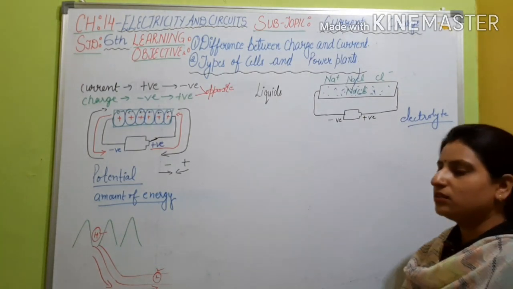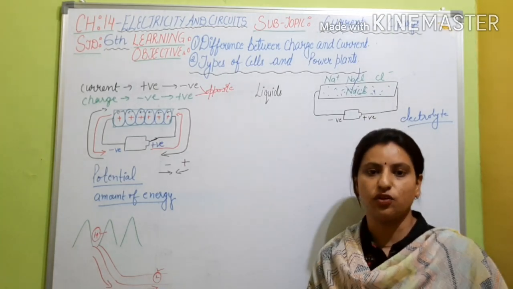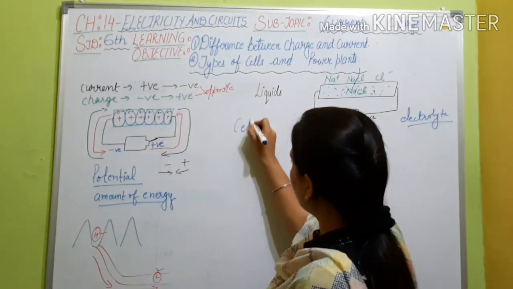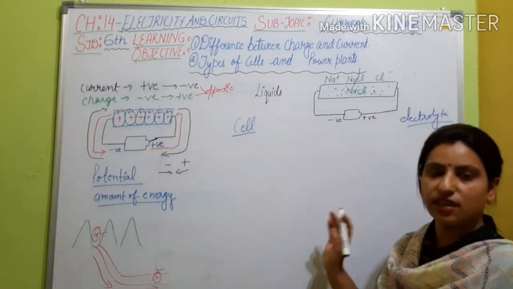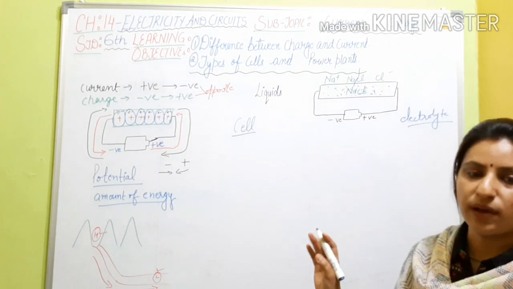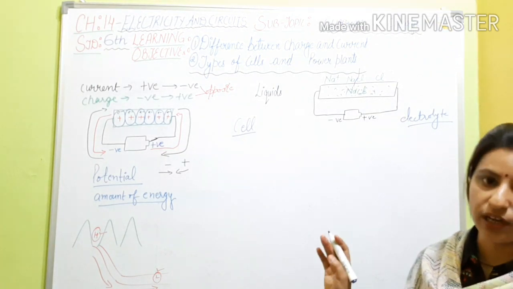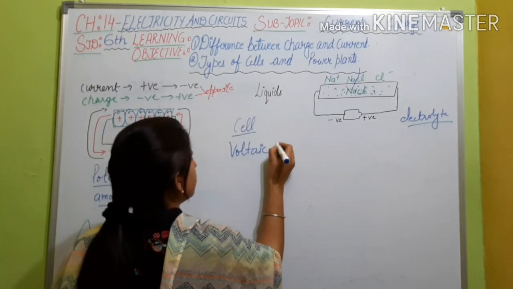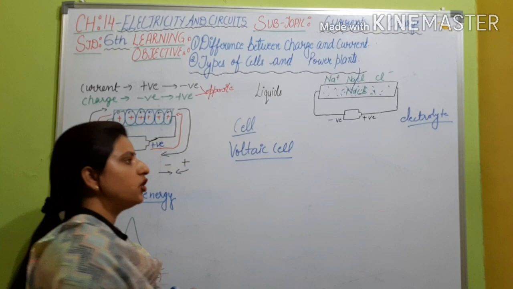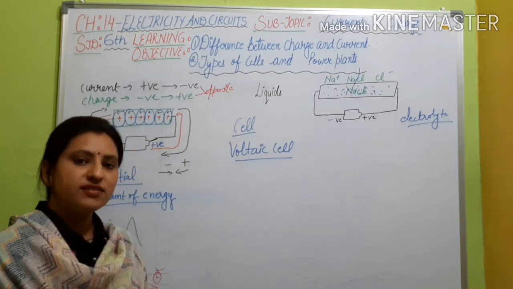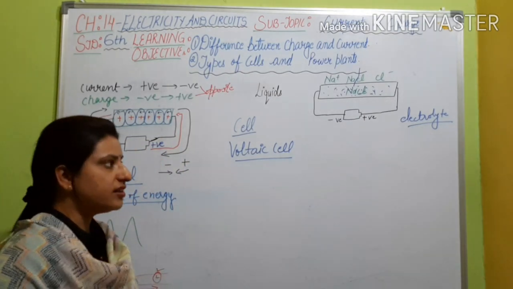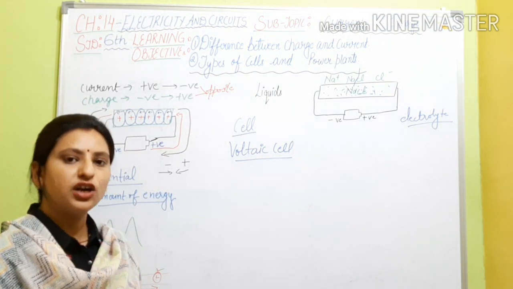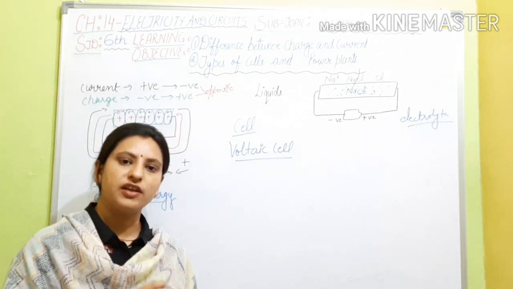The continuous flow of energy was first given to us in the form of a cell, and the first ever cell was formed by the scientist Alessandro Volta, who gave the cell called the voltaic cell. But there is one drawback with this cell. The electrolyte, or the chemical present in it, is in liquid form. So it is very difficult to carry this liquid cell from one place to another.